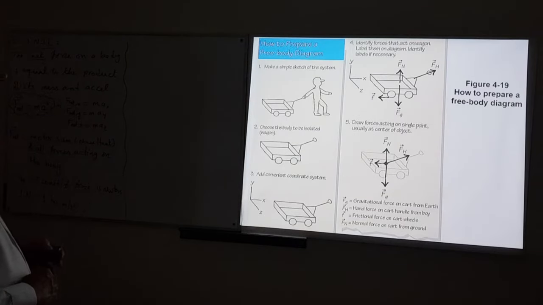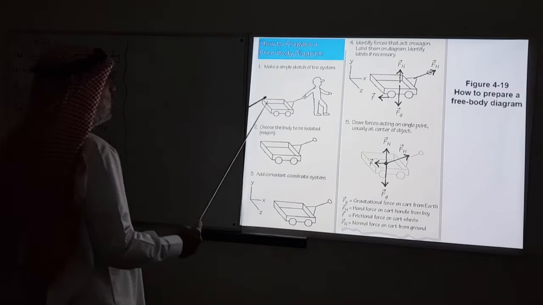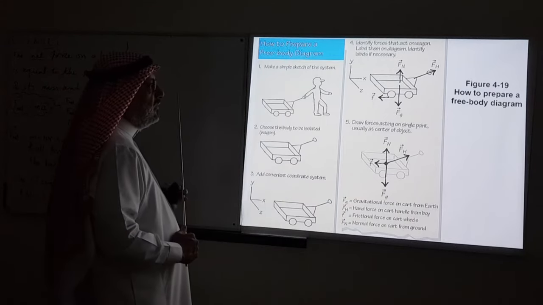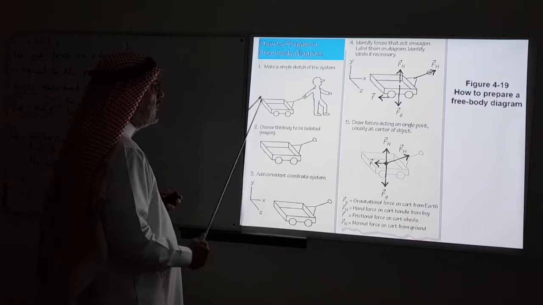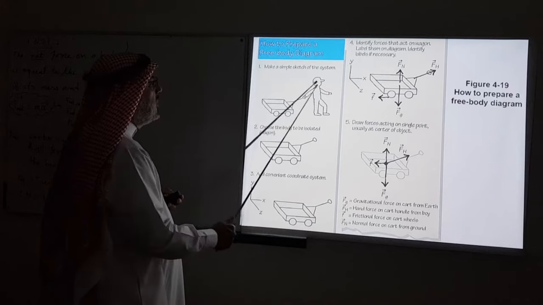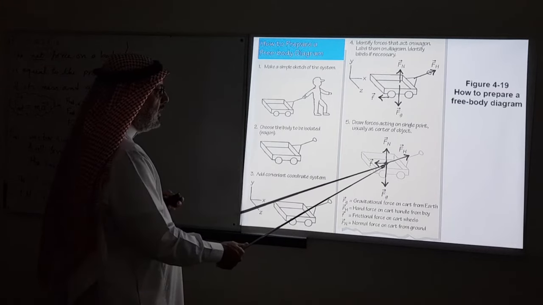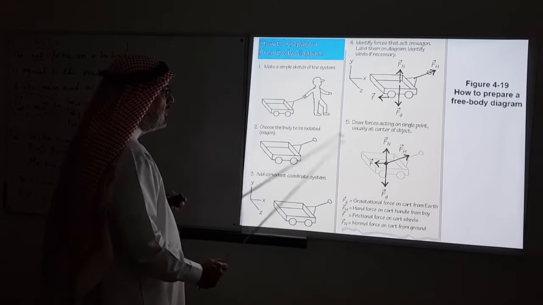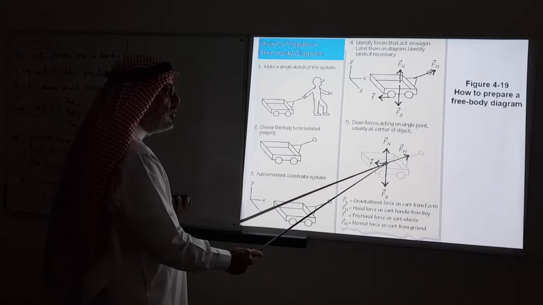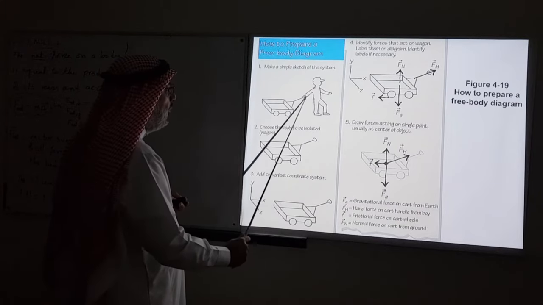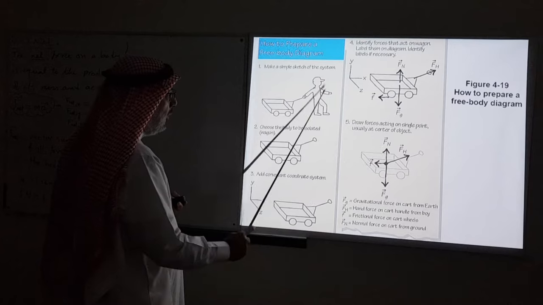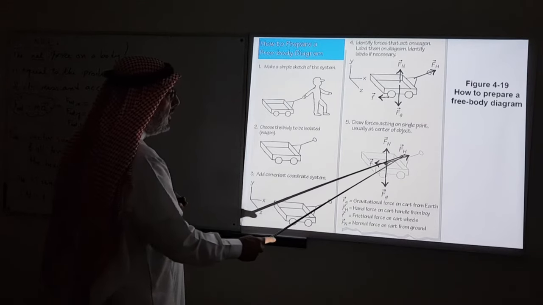Here is another example. We have a child who is pulling a crate on a rough surface. So that's the physical situation. How do we represent that as a free body diagram? You can see that here. The crate is represented by the dot, and then we show the forces. This is the pulling force due to the hand of the child, that's FH there.